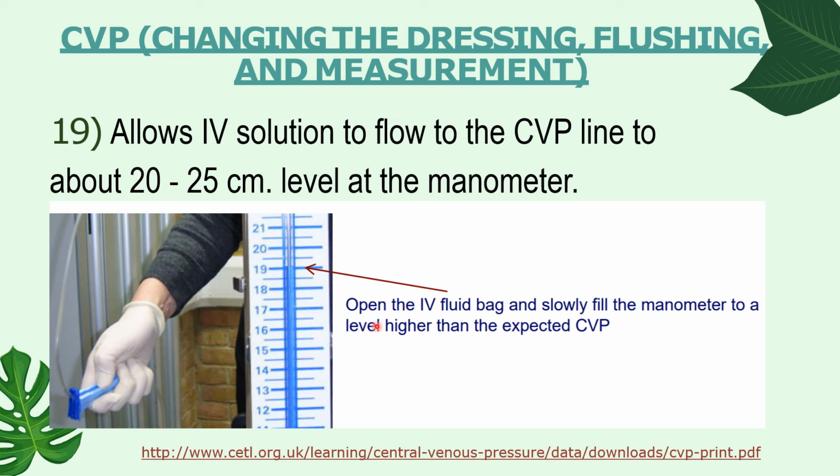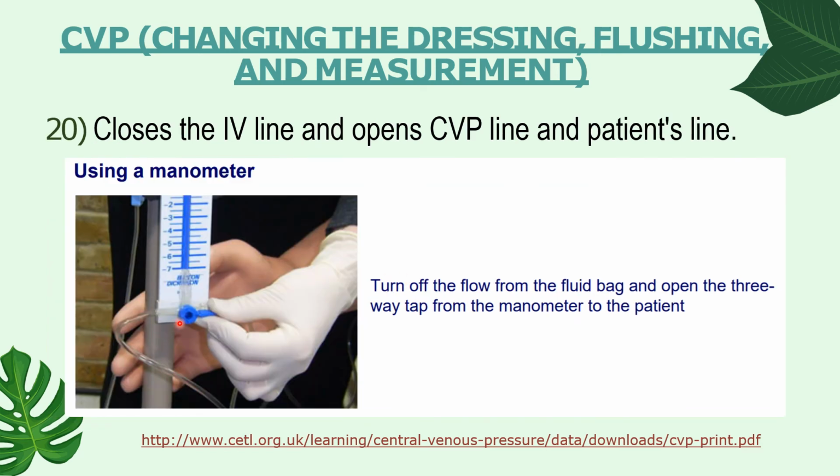Now allow IV solution to flow to the CVP line to about the 20 to 25 centimeter level of the manometer. Now you can close the IV line and open the CVP line and the patient's line. So our IV line is the line that is connected to the IV bottle.